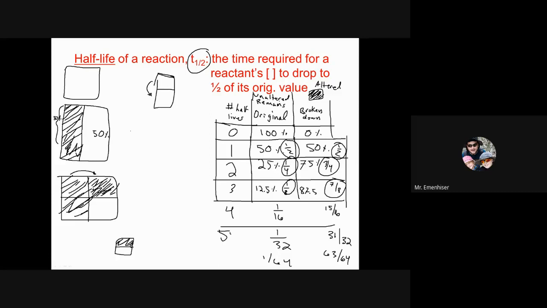So if I started a reaction and the concentration of my reactant A was 1.0 molar, the half-life will be when [A] is equal to 0.5, when the concentration's half. And then after another half-life, it will be 0.25, and then 0.125, and so on. Each half-life it'll split in half. And I hope this helps.